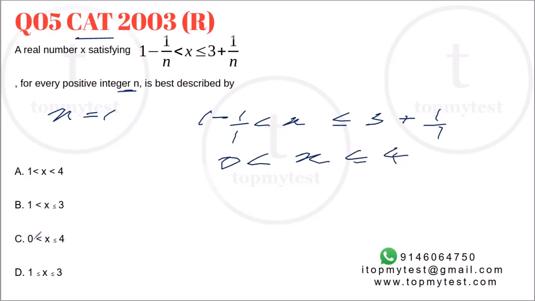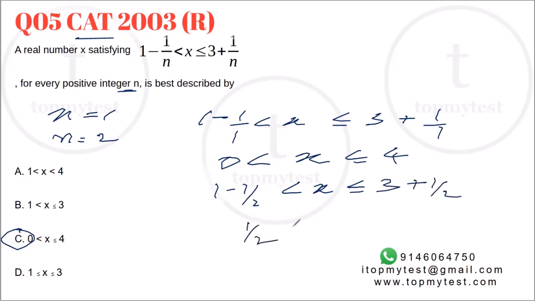So only C satisfies. Now x can lie between 0 to 4. It cannot reach 0, but it can definitely reach 4 according to this. So the only value which encompasses all of them will be option C. Now if you put n is equal to 2, it will be 1 minus half less than x less than or equal to 3 plus half. So we'll have half less than x less than or equal to 7 by 2. Again, the only value which satisfies all of these cases is option C.